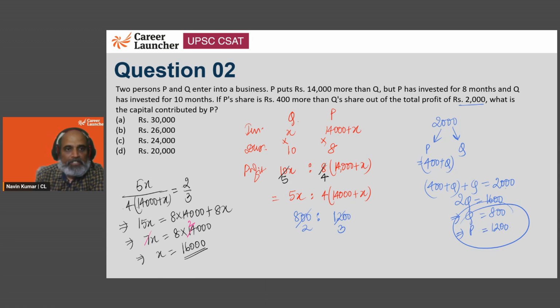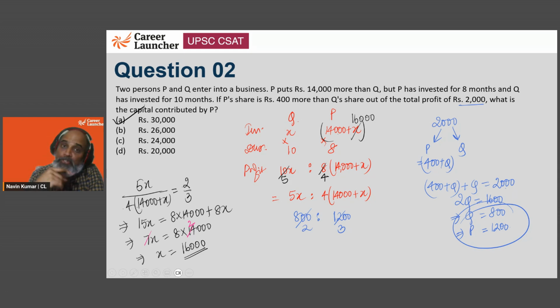So what is the capital contributed by P? For P, it's going to be 14,000 plus X, which is 16,000. They both will add up to give us 30,000. Option A. If we had started from the options, the very first option we would have chosen was 30,000.